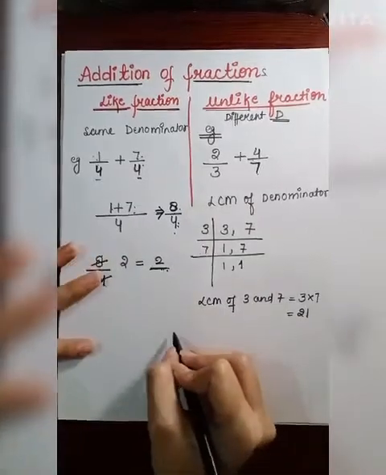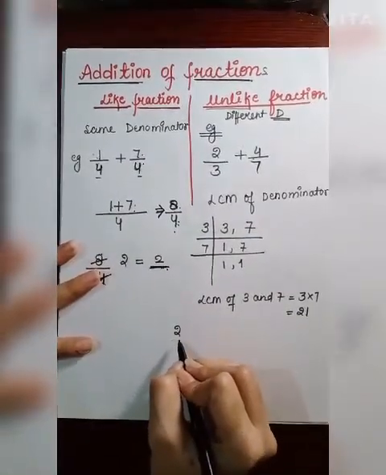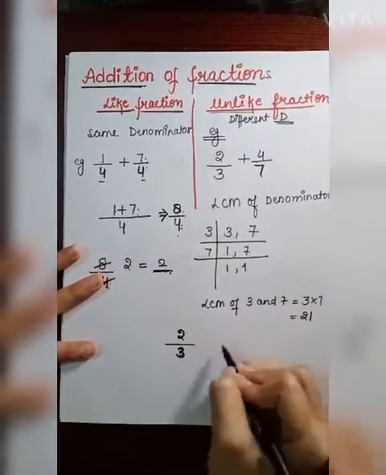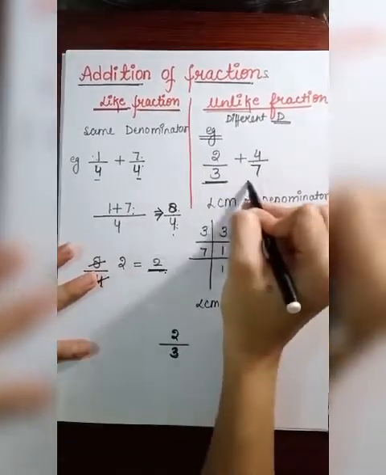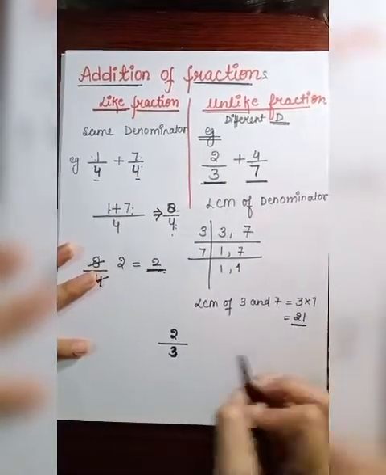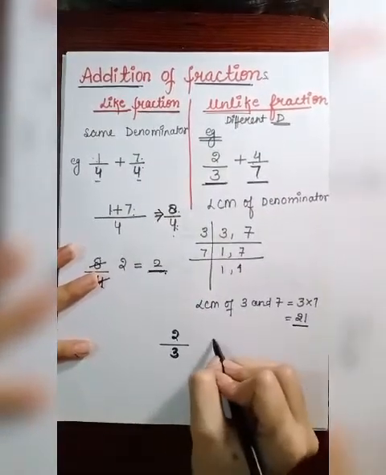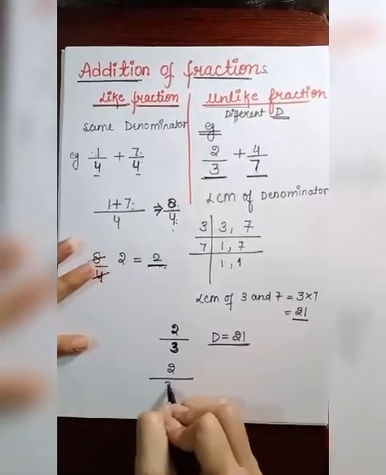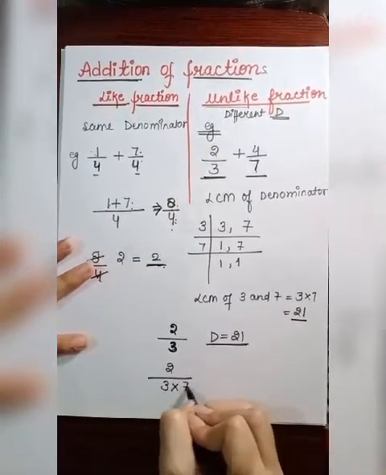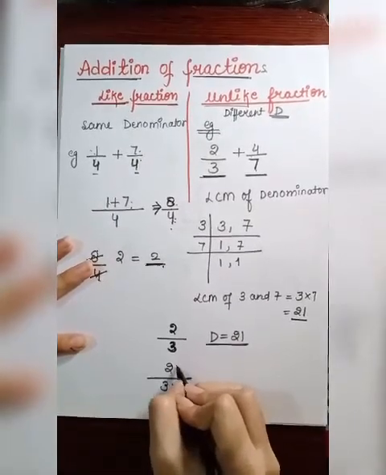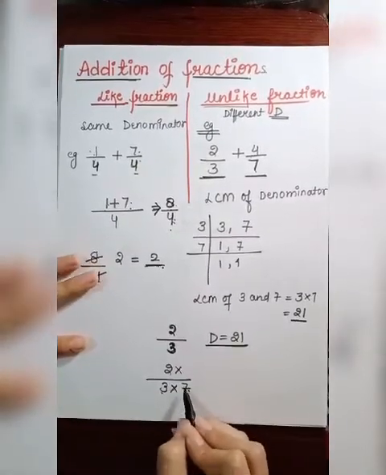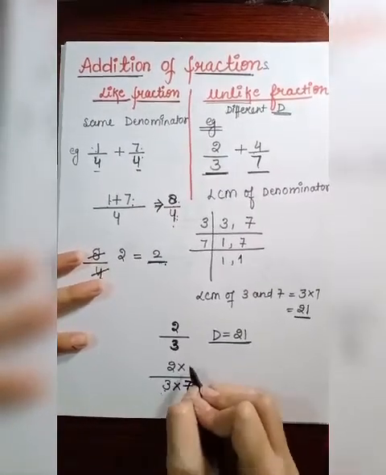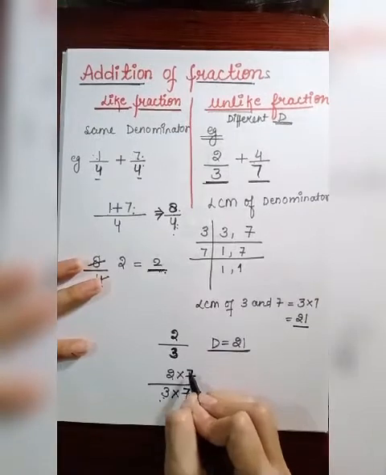Now what we have to do? What we have to do is make the denominator of each fraction equal to LCM. Here we have to make our denominator 21. So we will multiply 3 with 7. 3 sevens are 21. And if we have multiplied 7 here in the denominator, we have to multiply it in the numerator also. This is the rule.